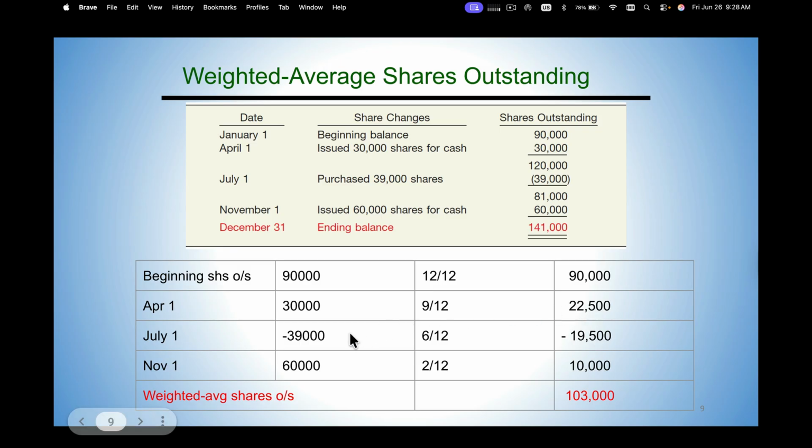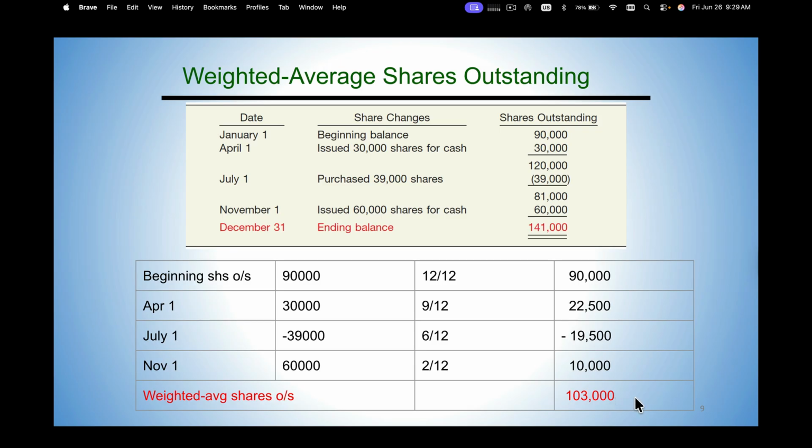And this is a marginal approach. On July 1st, they bought back 39,000, so we reduced that for the remaining 6 months of the year, and on a weighted average basis, it reduces our weighted average shares outstanding by 19.5. And then on November 1st, with 2 months left, we issued 60,000 more, which has a weighted average effect of 10,000. So this is the book approach. It's a little bit unintuitive, but it works, and it's the one that's used by the book.